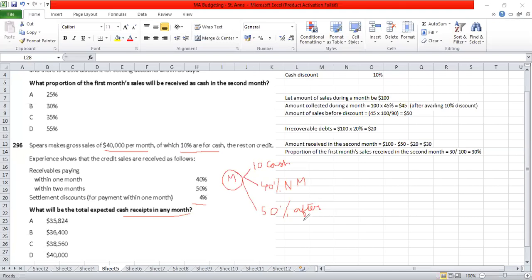50% after 2 months. So when we are finding out the amount of cash receipts in any month, we have to look at 10% as cash sales of the same month, and from the previous month and 2 months prior to this month, amounts are received. So that is how we have to look into the collection part of it. Okay, shall we start? Cash collections.